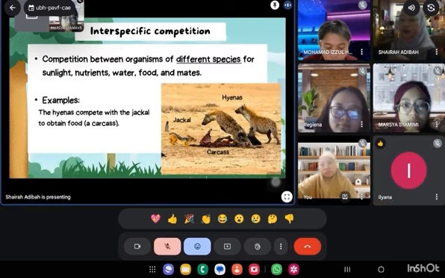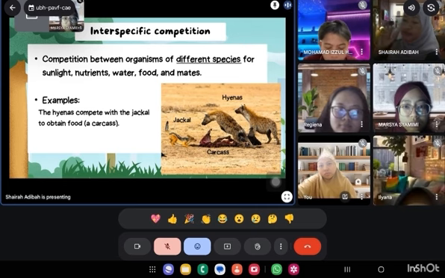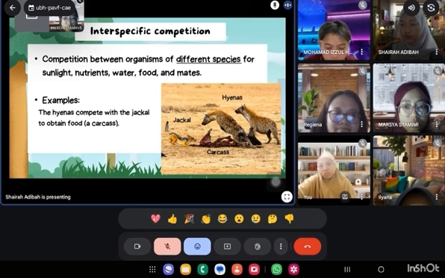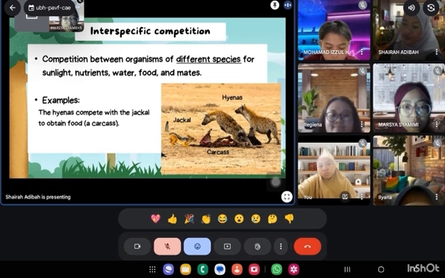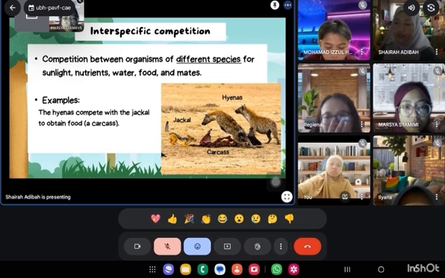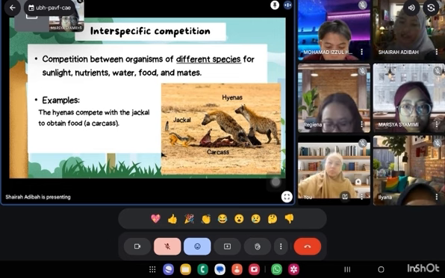Okay, here I want to show you the interspecific competition. Just like I've mentioned before, interspecific competition occurs when different organisms or species compete for nutrients, water, food, mates. Okay, so as in the picture, it shows the hyenas compete with the jackal to obtain food, which is the carcass. This is what we call interspecific competition. Okay, students?